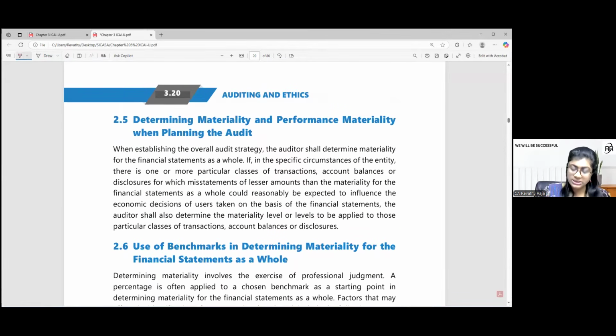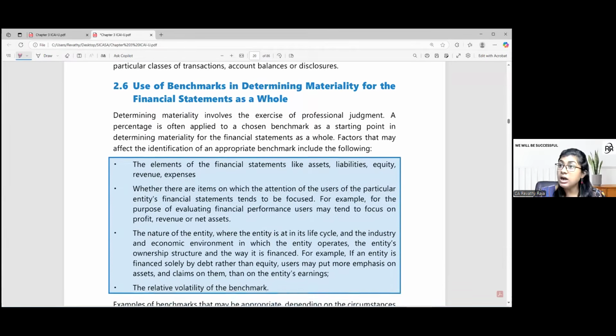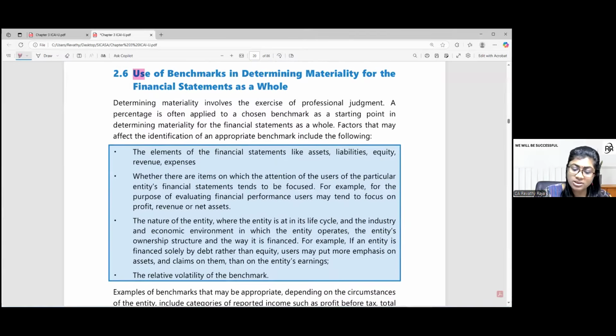So materiality is basically there in two phases. Materiality is determined in which phase? Planning. Will it be the same for balance sheet and P&L? No, it will depend upon account balance, class of transaction, disclosure. The last part which we said, factors which affect materiality benchmark factors. What factors did we say in our flow? Nature of entity, life cycle, economic environment. Then elements of FS, users' requirement, ownership structure, volatility.